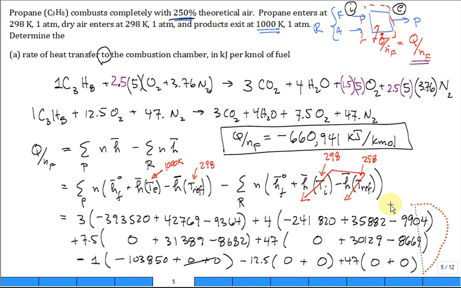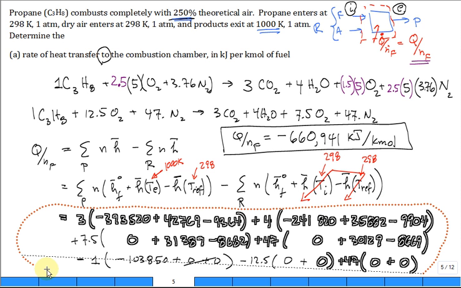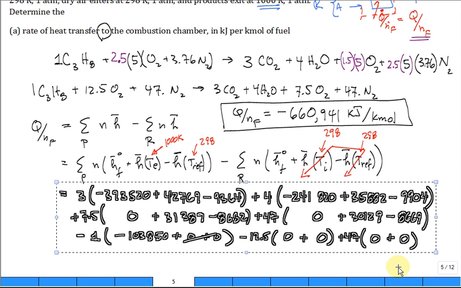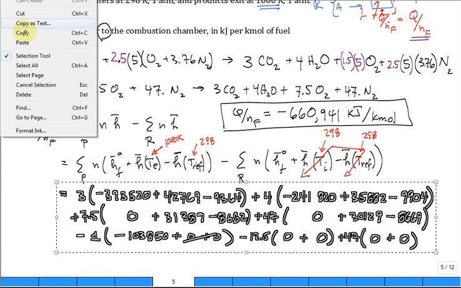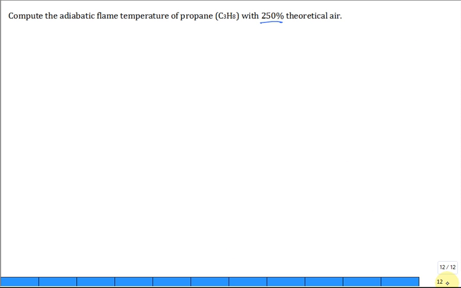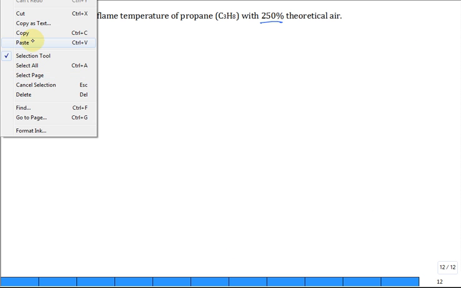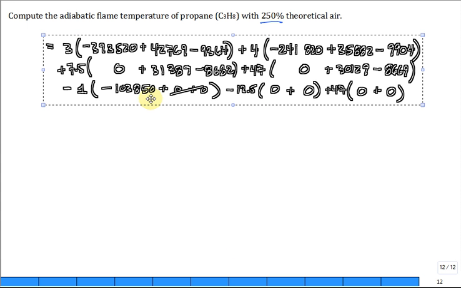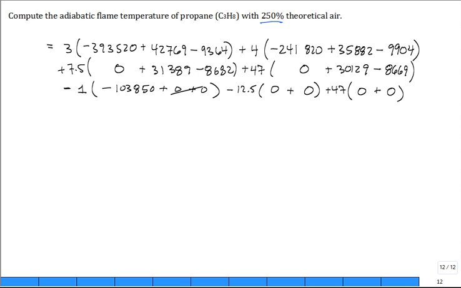All right. Edit, copy, jump all the way back here, edit, paste. All right. And so what was on this side? It was Q over N of fuel, true? And what we want is we want this now to be 0 if it's adiabatic flame.